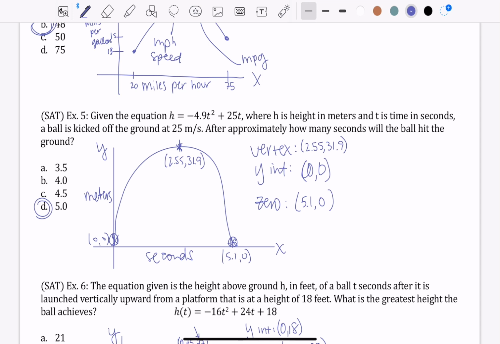And it asked, after approximately how many seconds will the ball hit the ground? So it's asking not how high it goes or when it's at its highest point. It's asking how many seconds it takes to get to here. Remember, seconds is our x value, and that's given right here. So it would take us 5.1 seconds to get to the ground again. And the one that would round properly to that would be D, which is 5.0.